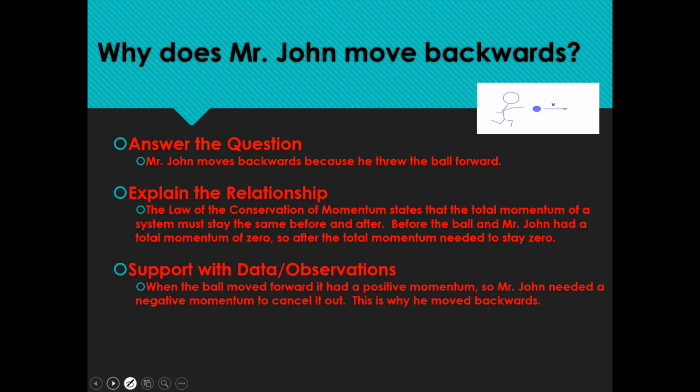Now support with data. When the ball moved forward, it had a positive momentum. So Mr. John needed a negative momentum to cancel it out. This is why he moved backwards. Since the ball has a positive momentum, he must have another momentum to cancel it, because the total must be 0. How must he get 0? By making a negative momentum that cancels the momentum of the ball. So they cancel each other. That's why he is moving backward. Is it clear, the definition? What's the meaning of the conservation of momentum?